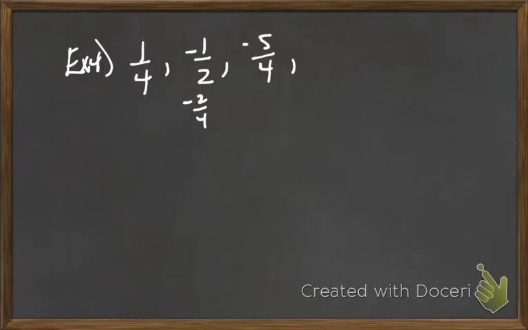Negative 5/4 plus negative 3/4 is negative 8/4, which is negative 2. Negative 2 plus negative 3/4 is negative 2 and 3/4. Negative 2 3/4 plus negative 3/4 is negative 2 6/4, which is really negative 3 1/2.